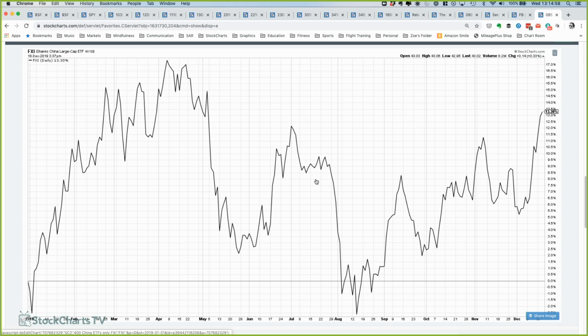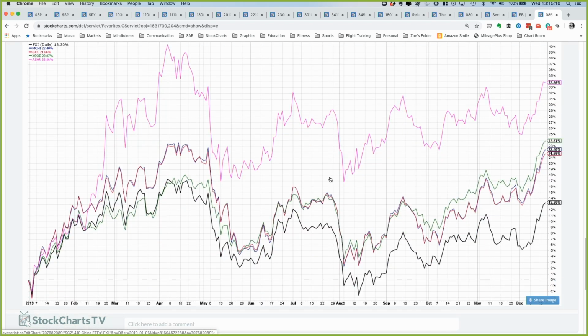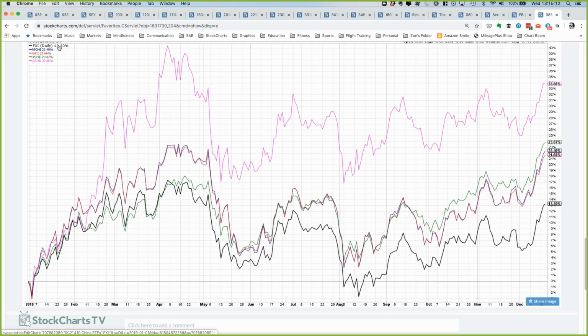The FXI is over 50% financials. It's a huge weight on the big financials that in general tend to be more state-owned enterprises tied to the Chinese government. There are others that are also pretty liquid, and I'm showing 4 others here as well. The FXI is that black line that I showed you a moment ago, up 13% year to date. All the other ones are actually up much more.